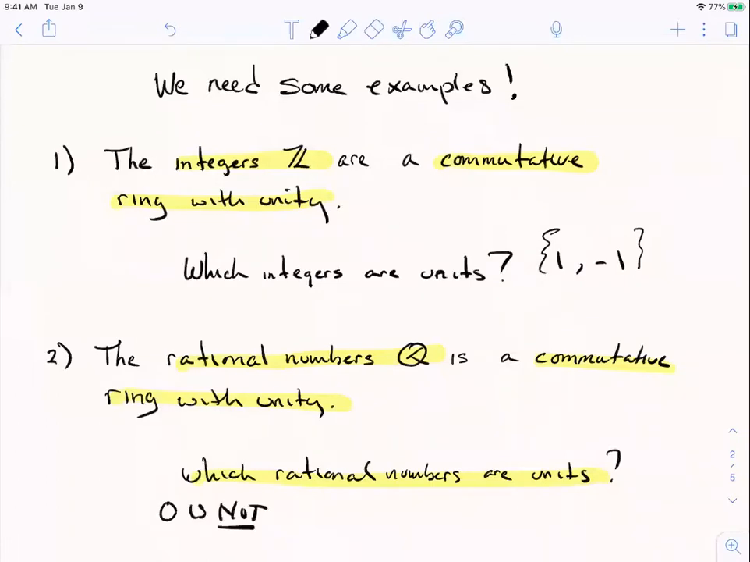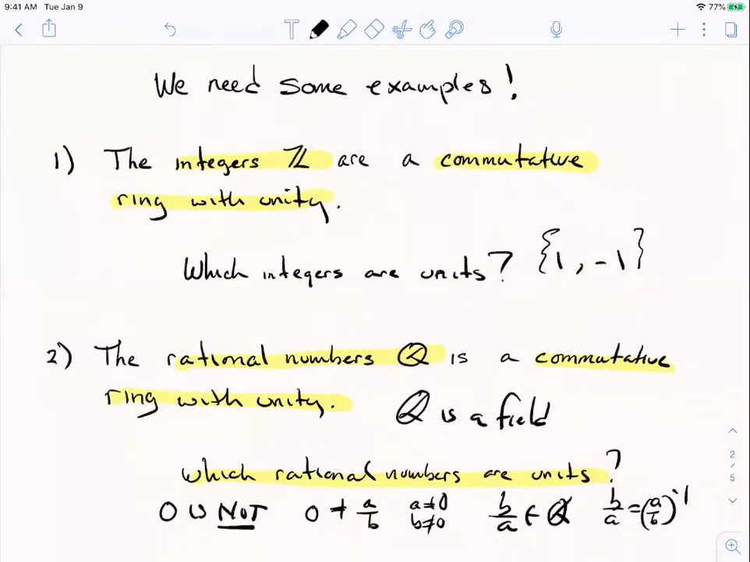0 is not a unit, but if you take a non-zero rational number, well, if it's a non-zero rational number A over B, then A and B are not 0. So B over A is also a rational number, and B over A is certainly A over B's inverse. So every non-zero element of the rational numbers is a unit. The rational numbers are a field. Rational numbers are a commutative ring with unity in which every non-zero element is a unit.